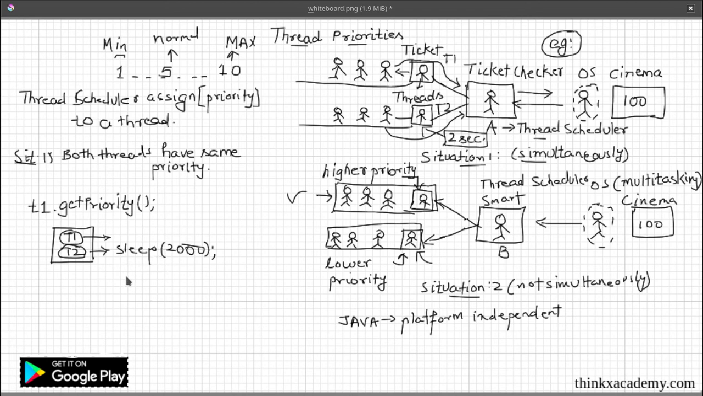Now you can see, another way to let this thread wait is to get some user input, so that at the time when this thread is actually taking some input, let's say some cash or some ID, at that time the ticket counter 1 will be able to send a person to the ticket checker.